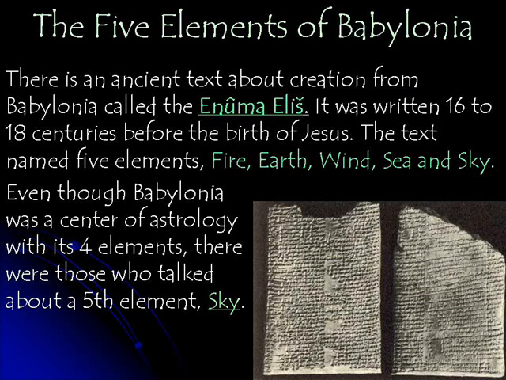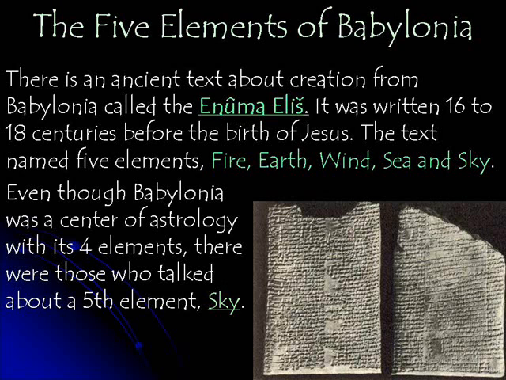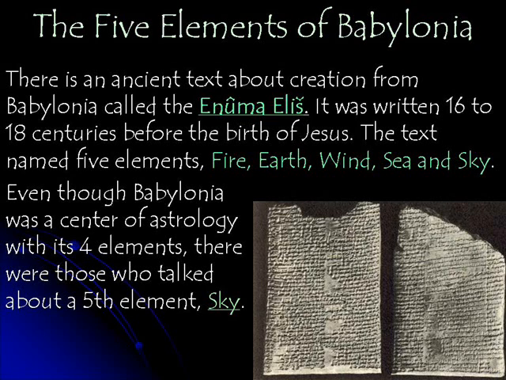Let's go back to Babylonia, a long time ago. The five elements of Babylonia. There's an ancient text about creation from Babylonia called the Enuma Elish. It was written 16 to 18 centuries before the birth of Christ. Obviously the text is very old. And the text named five elements: fire, earth, wind, sea, and sky.